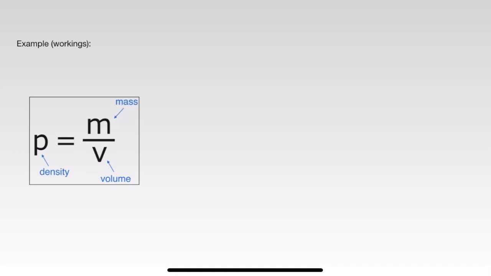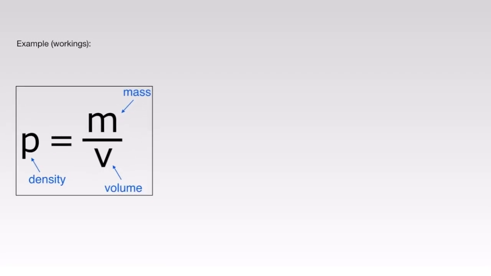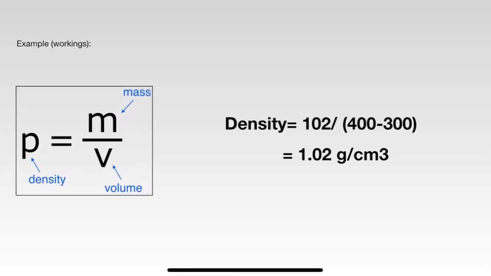Here is an example of the workings we need to do to find the density. The density equals the mass over the volume, so 102 over 400 minus 300, which gives us 1.02 grams per cubic centimeter.